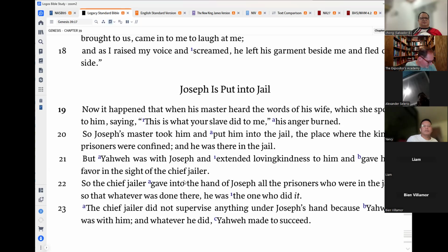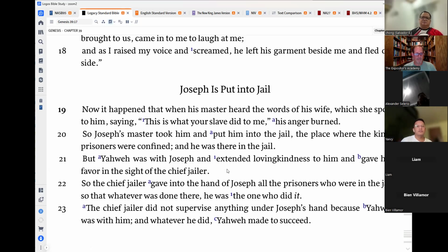But Yahweh was with Joseph and extended loving kindness to him and gave him favor in the sight of the chief jailer. So the chief jailer gave into the hand of Joseph all the prisoners who were in the jail, so that whatever was done there, he was the one who did it. The chief jailer did not supervise anything under Joseph's hand because Yahweh was with him. And whatever he did, Yahweh made to succeed.